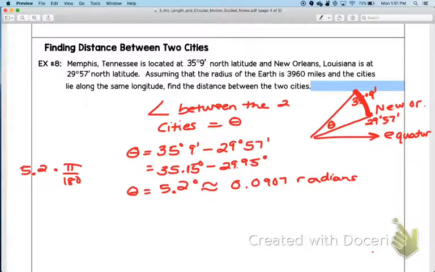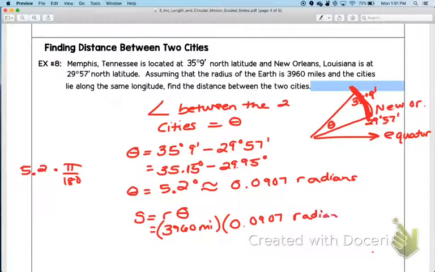So we're looking for the distance between the two cities. Notice my distance between the two cities is pretty much an arc length, right? So my arc length is radius times theta. We were given a radius of the Earth at 3,960 miles, and my radians were 0.0907 radians. So when we multiply that together, we get 359.172 miles.